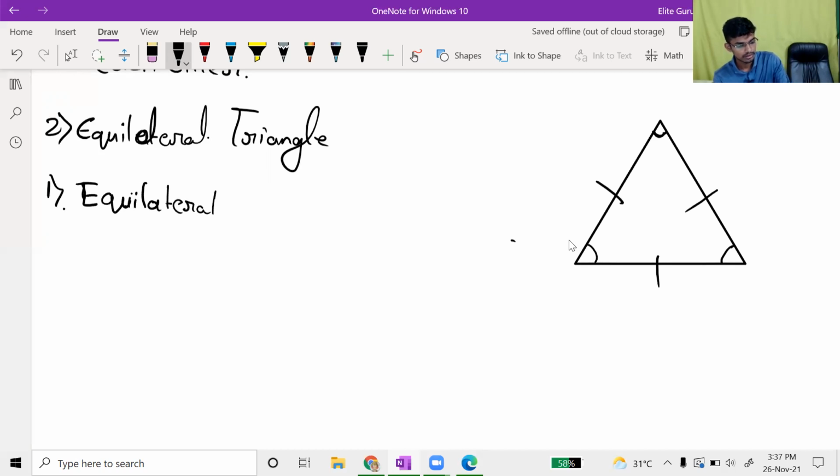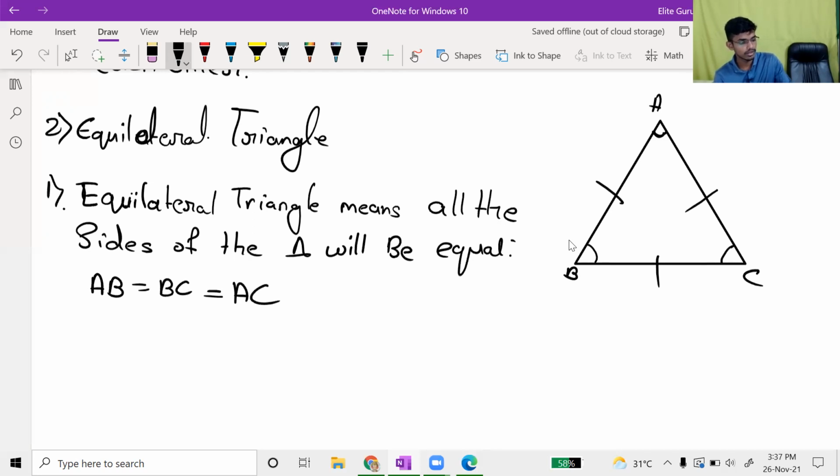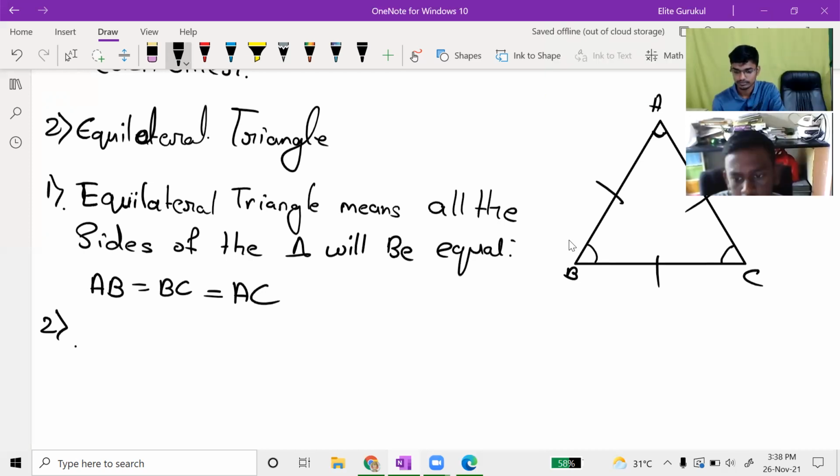Equilateral triangle means all the sides of the triangle will be equal, like A, B, and C. Then AB is equal to BC is equal to AC. Okay. Can you see it better, Joshua? Yes, sir, I can see it.